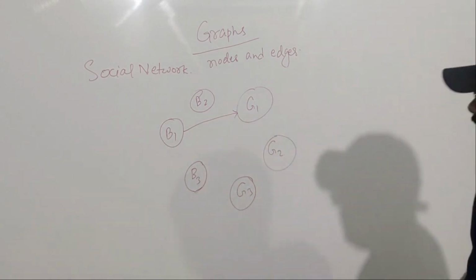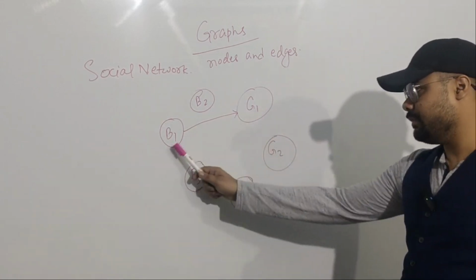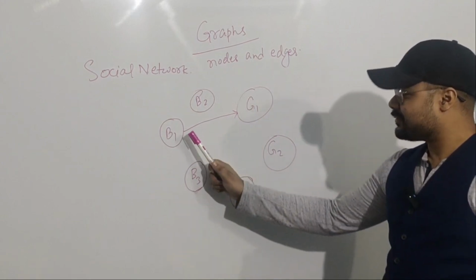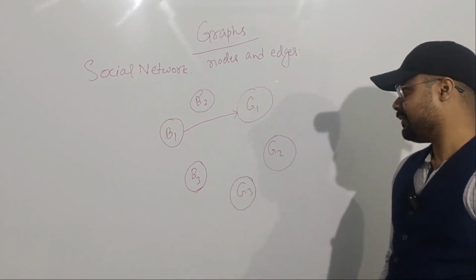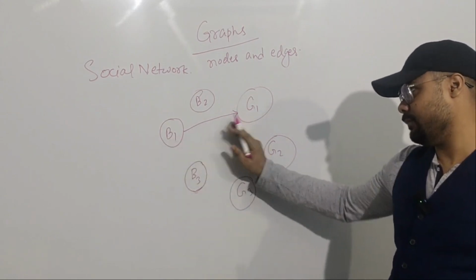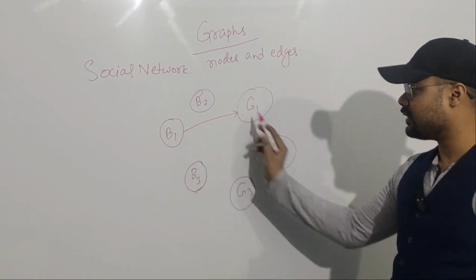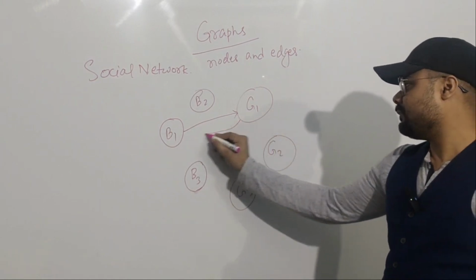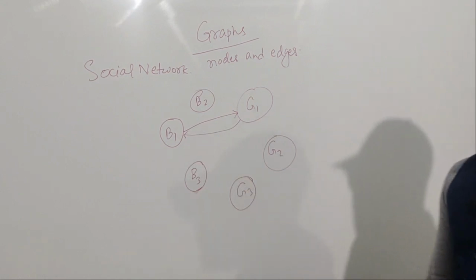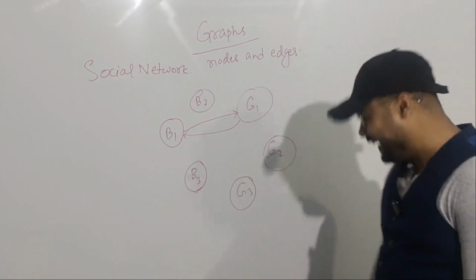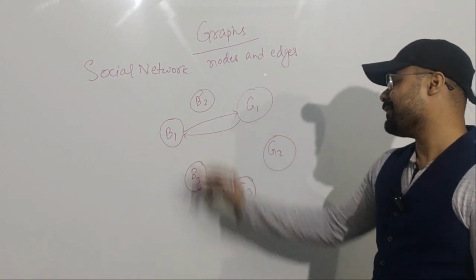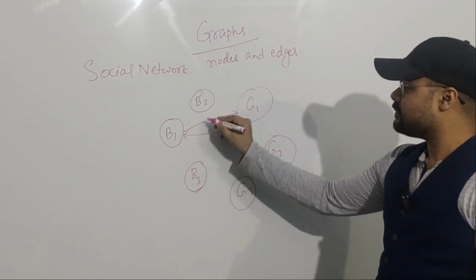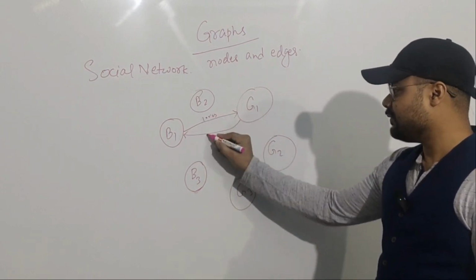Let's say this B1 and G1, they are in a relationship. Okay, so B1 loves G1 in a relationship. If a boy and a girl are in a relationship, then the boy loves the girl, but you may have this also. Okay, highly unlikely. Maybe you have this also. Then what does it mean? It means that B1 loves G1 and G1 loves B1.